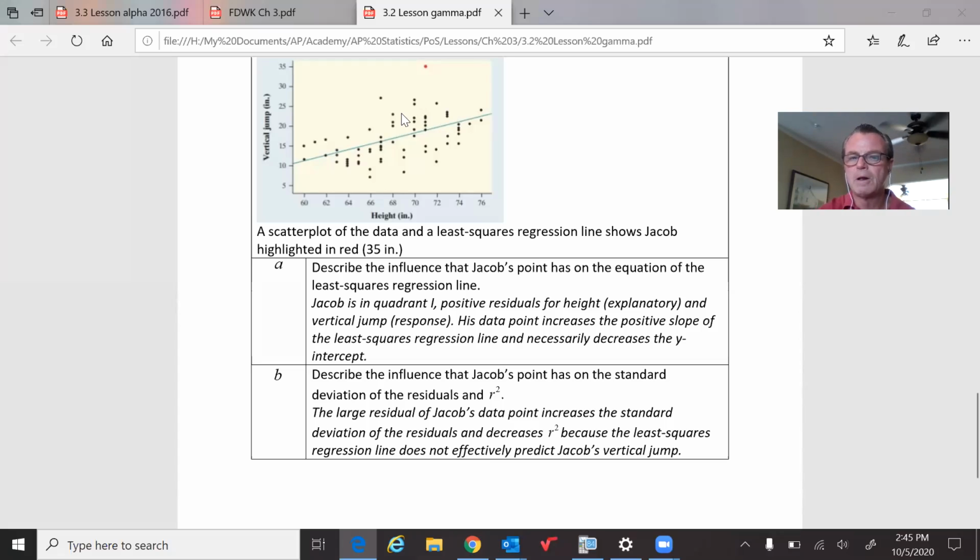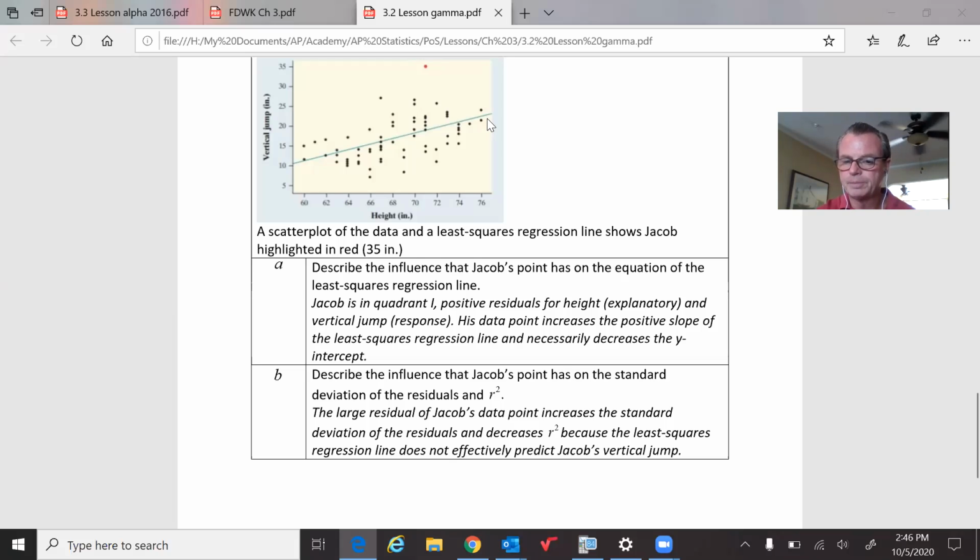His data point increases the positive slope. Now think about this. This red dot is pulling the line up. So he's decreasing the y-intercept. If you take this red dot out, you remove it, this line's going to fall. It's like a seesaw. And when it falls, the y-intercept's going to go higher than it is right now from like 11. Okay? So he has a large residual.